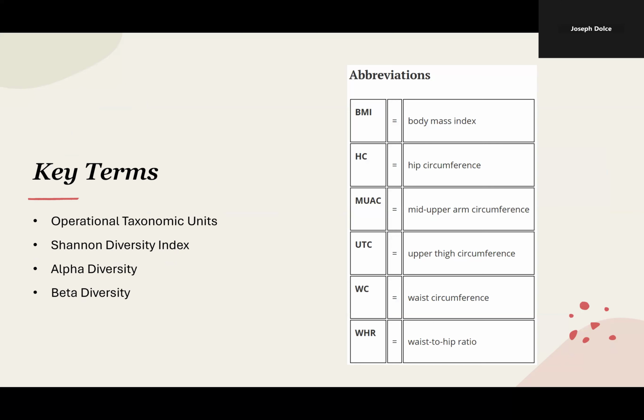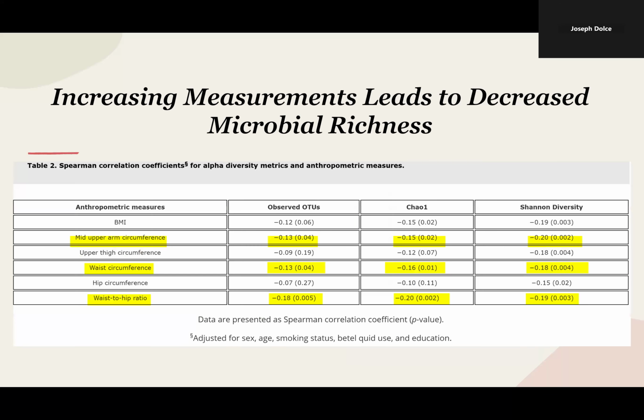So key terms for this, on the right, I have some abbreviations for the body measurements we're going to be looking at today. And then some other terms on the left you may recognize from class, but I just wanted to explain them for everyone. So we have OTUs, which are groups of organisms that are similar to each other based on DNA sequences. There's also the Shannon Diversity Index, which demonstrates microbiome diversity. There's the alpha diversity as well, which is diversity of bacteria within a person. And then beta diversity looks at diversity among different people, so in between individuals.